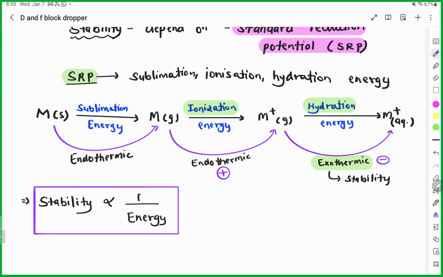Always a thumb rule. If you forget anything, just focus on this key: if your electrode potential value is too positive, the main reason is ionization enthalpy. If it is negative, the only reason is hydration enthalpy.